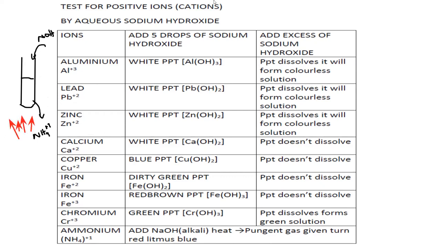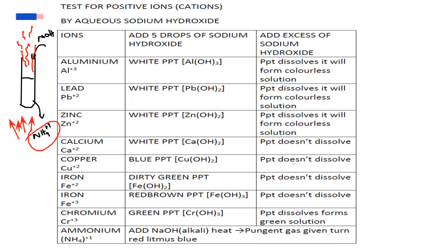The moment we start to heat, a gas is released, and that gas has an irritating smell or a pungent smell. So we can identify that ammonium ion is present. And this gas will turn red litmus paper blue. Like originally, if we had a red litmus paper, as a result of the emission of this gas, it will turn blue.